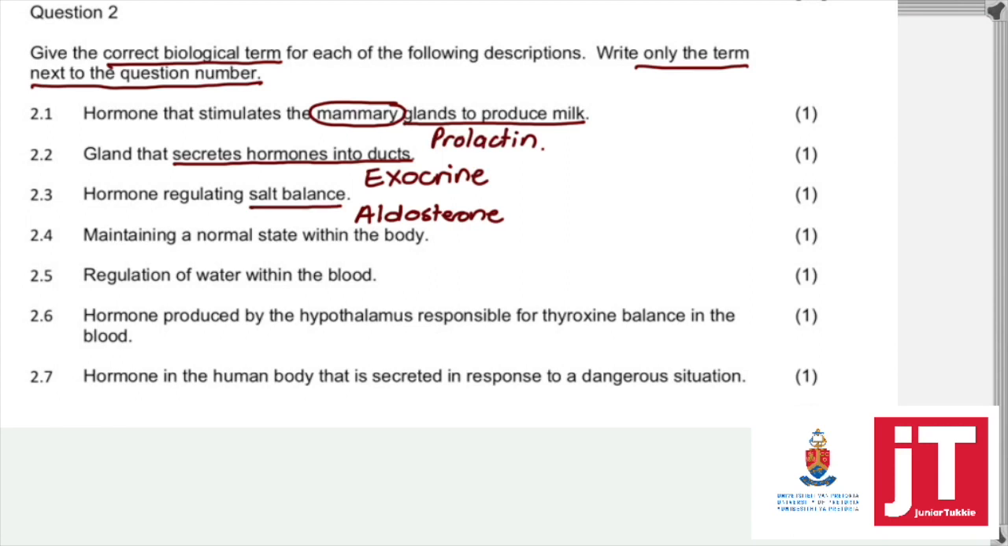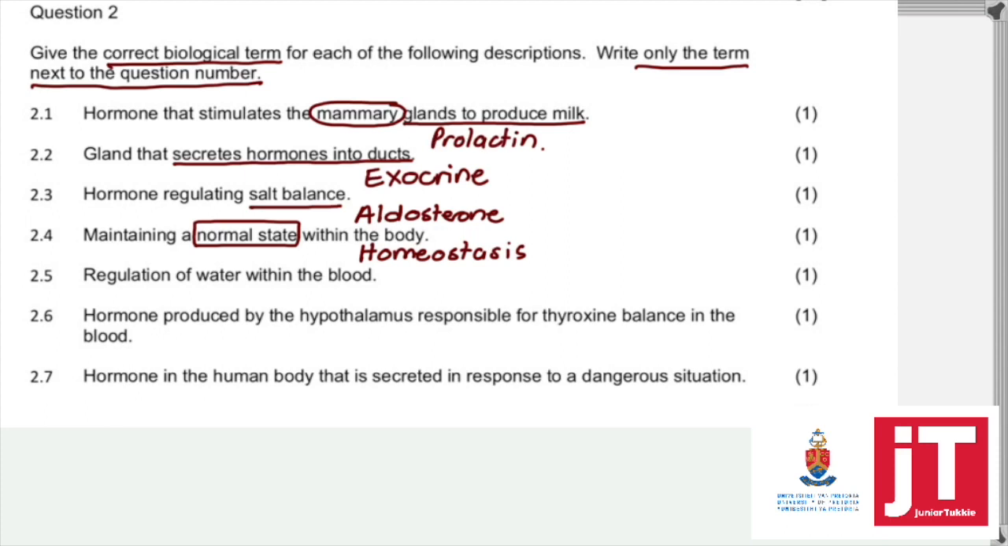Maintaining a state of normal within the body, this is a process. So if we're looking at the process of maintaining a state of normal, what we should do is link this directly to homeostasis straight away, because that is the term where we are maintaining a state of normal within the body.